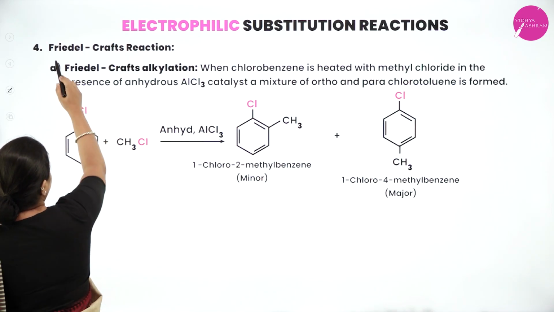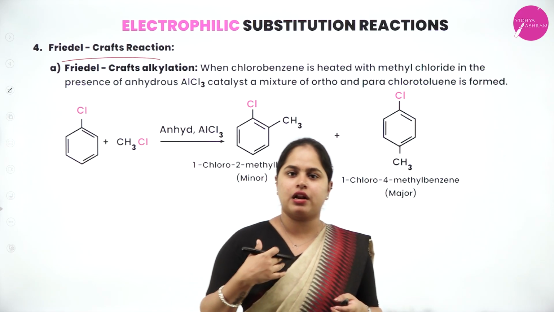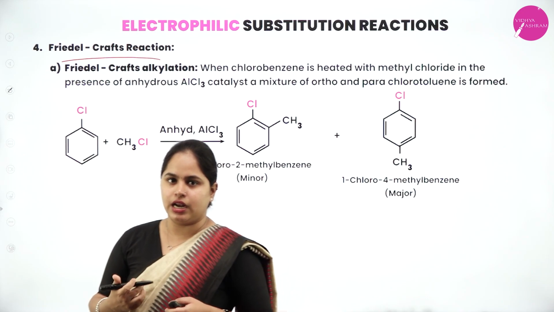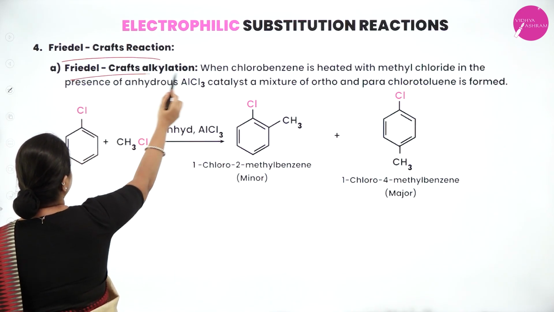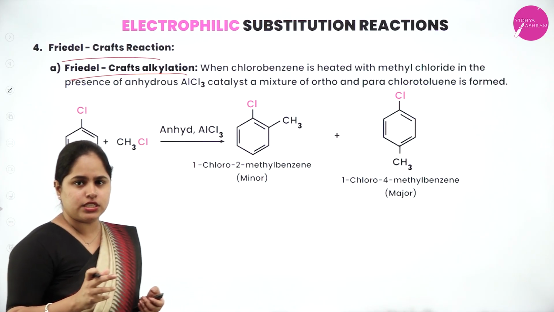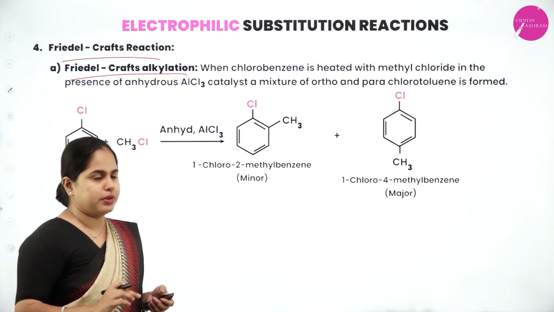Now the next one is Friedel-Crafts reaction. In Friedel-Crafts reaction, you have two types. One is Friedel-Crafts alkylation, and the other is Friedel-Crafts acylation. Even this you have studied in class 11, right? So the first one is Friedel-Crafts alkylation. Now what does alkylation mean? From the word itself you can see alkyl. We are going to add an alkyl group, right? Alkyl group will be substituted.